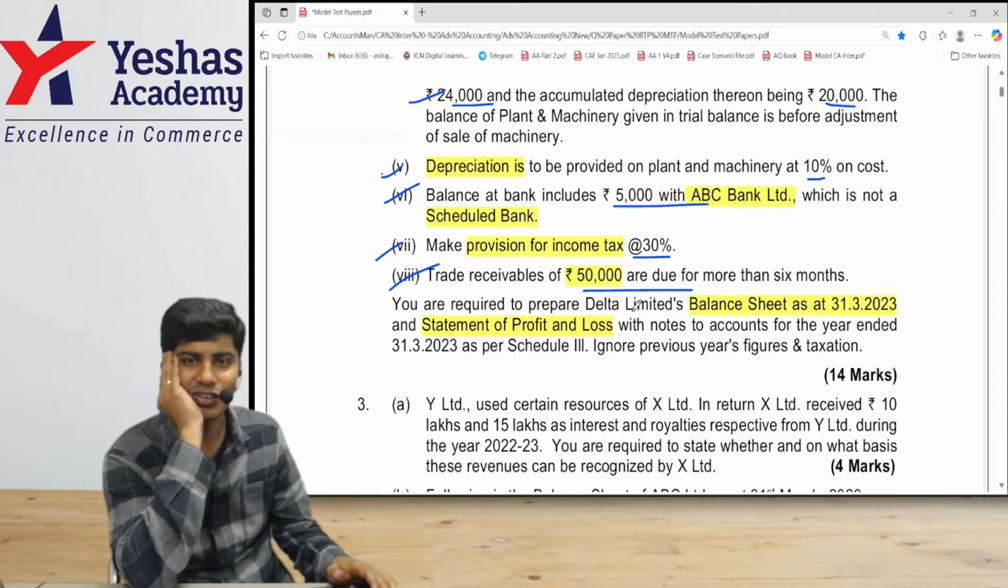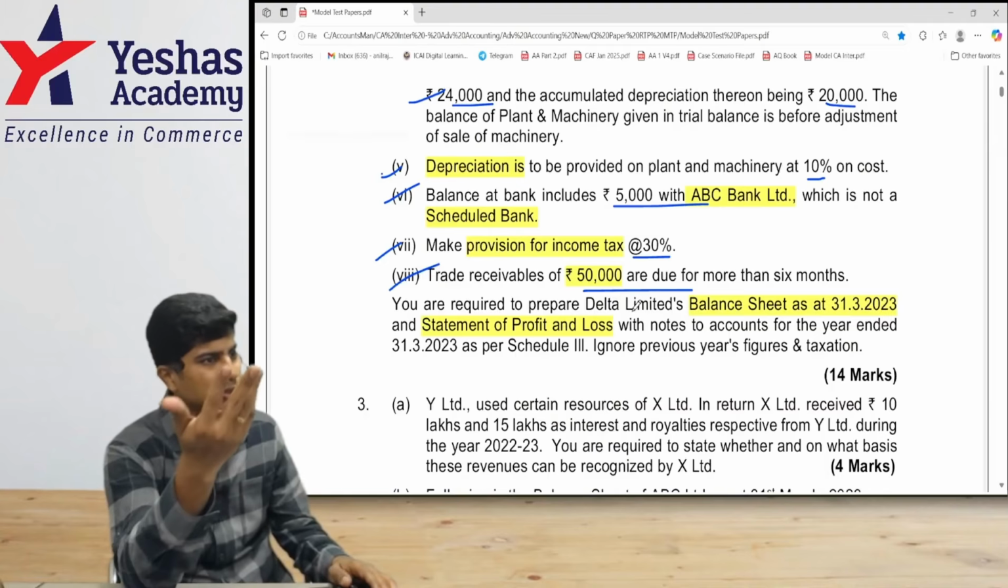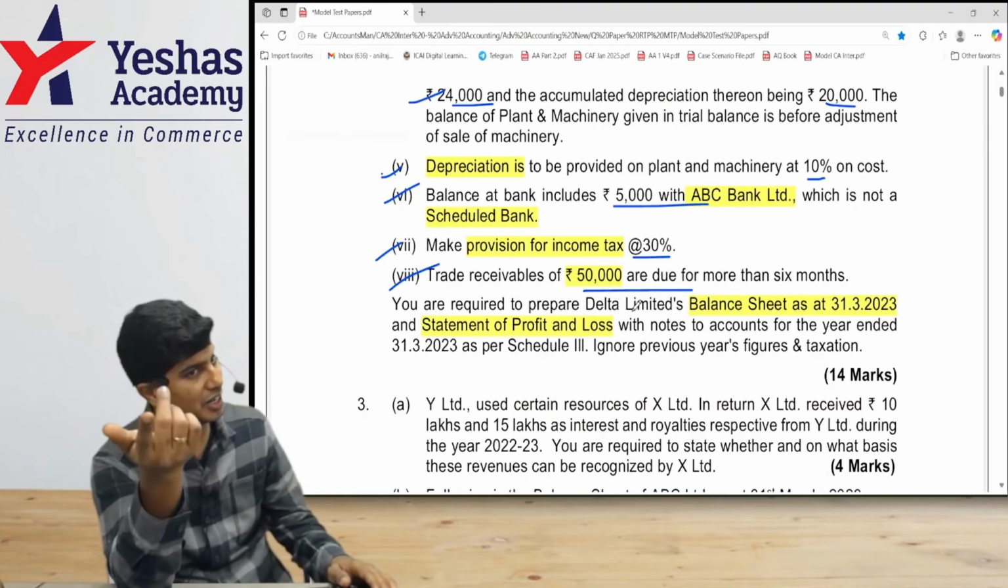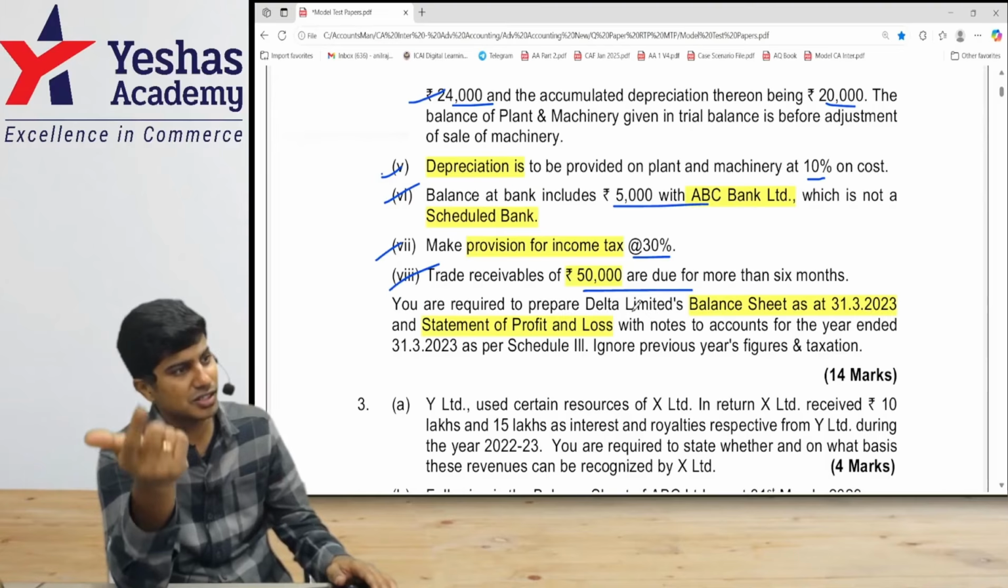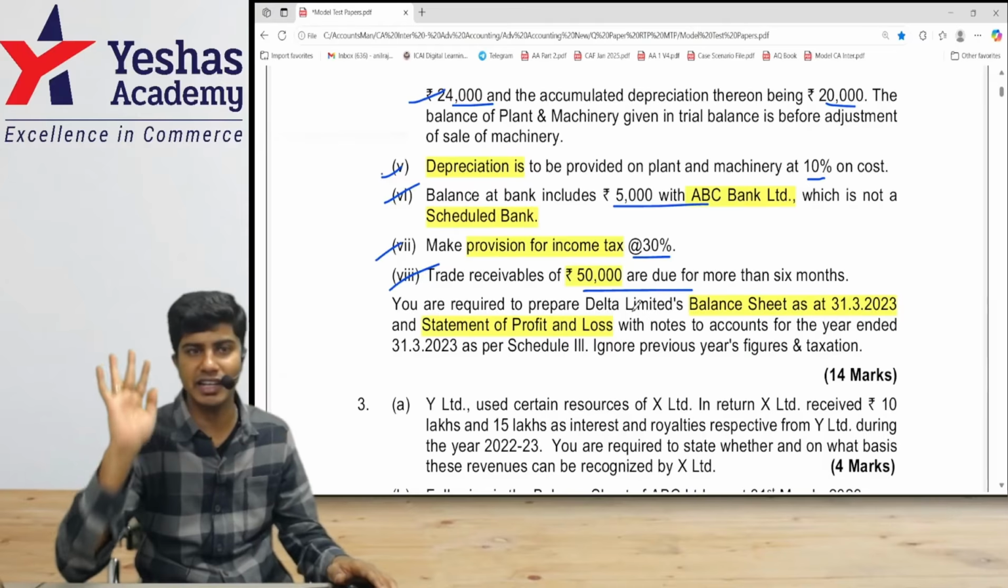All eight done. What to do next? Close notes to accounts, post to balance sheet, P&L. In P&L, you identify net profit, short-term provisions, provision for tax, then net profit, reserves and surplus, balance sheet total, tally, celebrate.